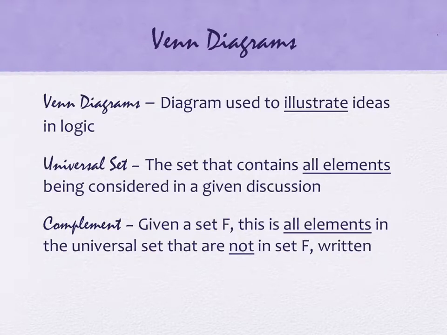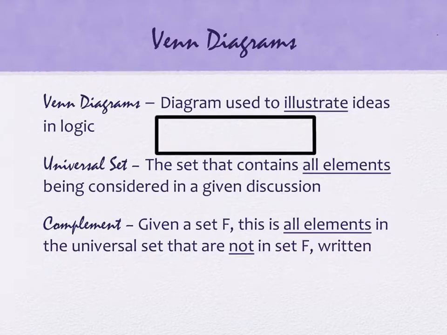A universal set is the set that contains all the elements being considered in the given discussion, and it's actually drawn as a rectangle. Okay? So when we're talking about a universal set, we usually draw a rectangle. Mine looks kind of really skinny right there because that's the little space I've got. And we call it U for universal.